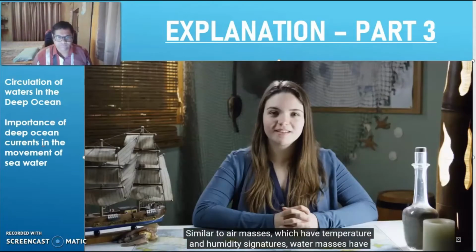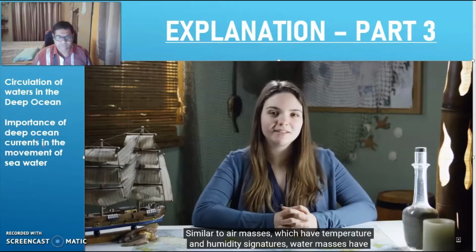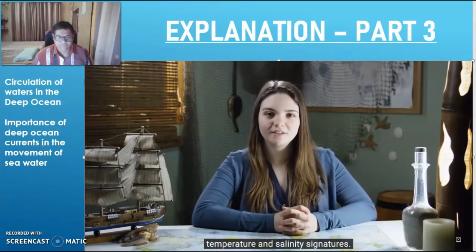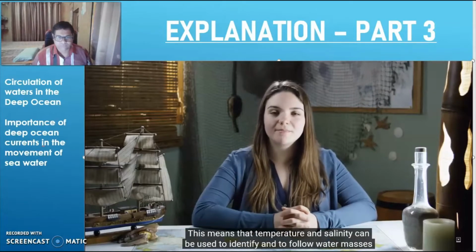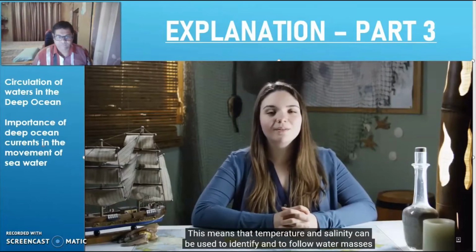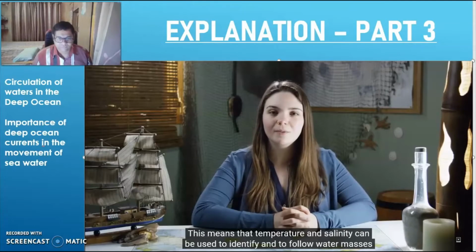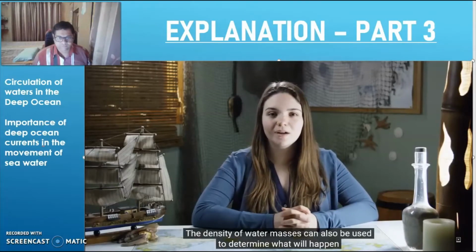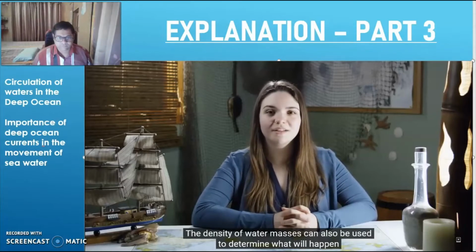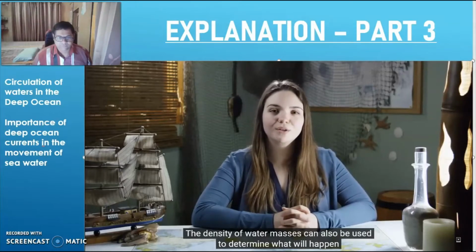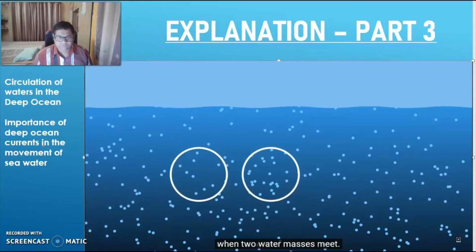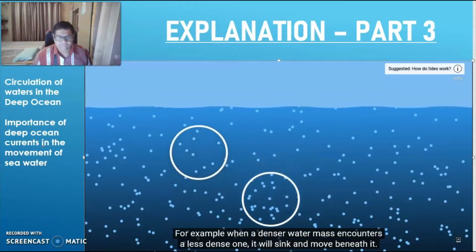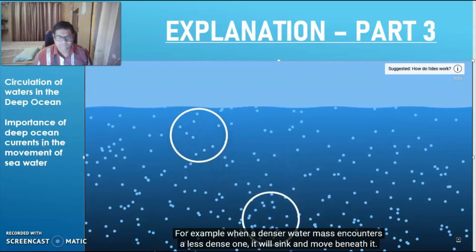Similar to air masses, which have temperature and humidity signatures, water masses have temperature and salinity signatures. This means that temperature and salinity can be used to identify and to follow water masses as they circulate. The density of water masses can also be used to determine what will happen when two water masses meet. For example, when a denser water mass encounters a less dense one, it will sink and move beneath it.